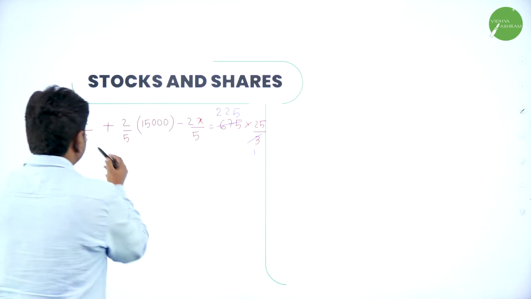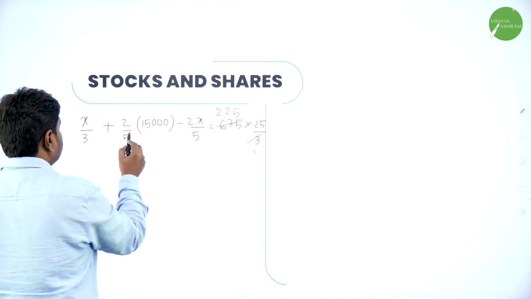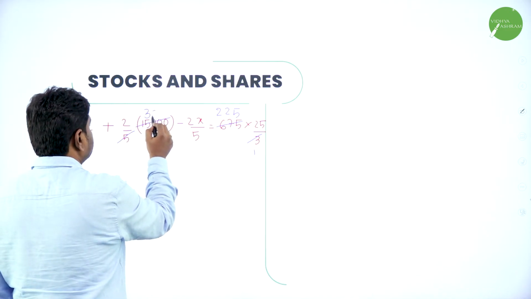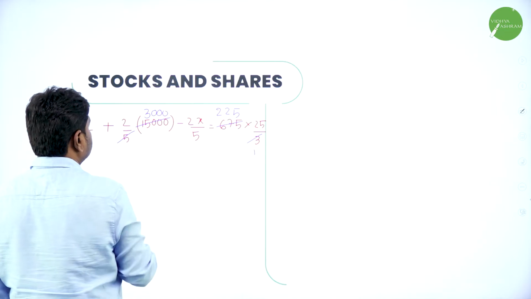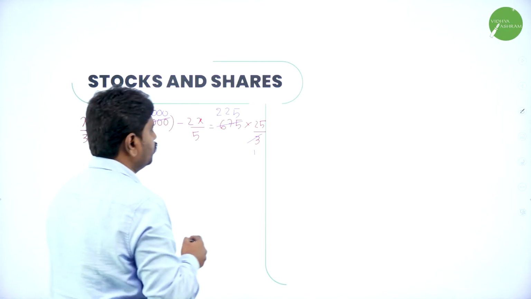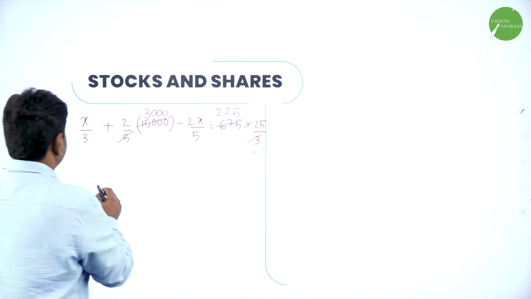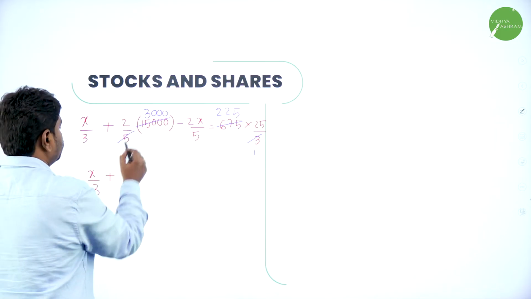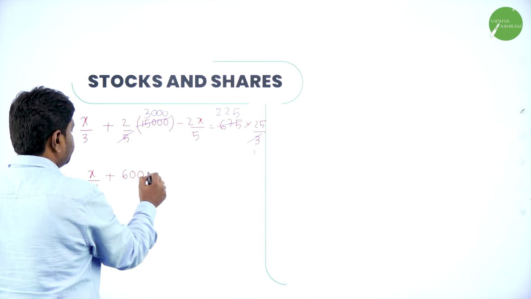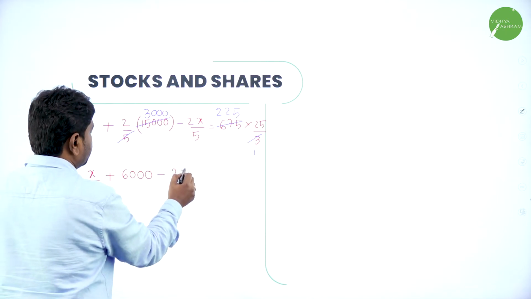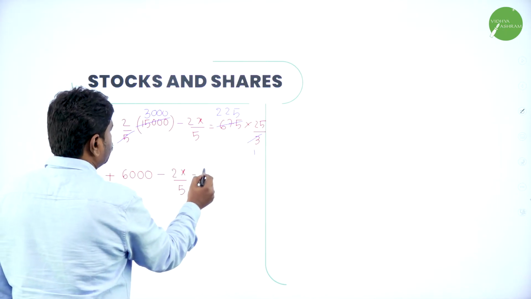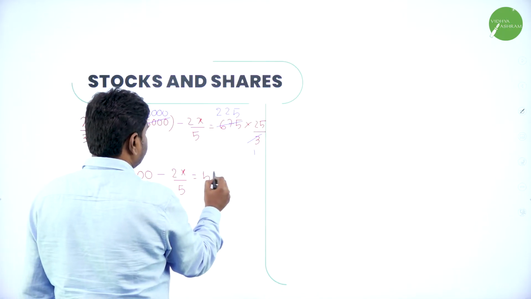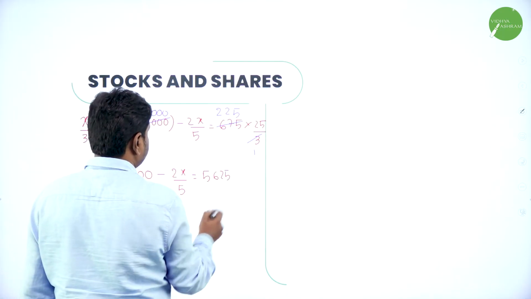Coming to this, the LHS also will simplify. 5 1s are 5, 5 3s are 15,000, and we are left out with 2. We'll simplify that. Now x by 3 plus 2 into 3000 is 6000 minus 2x by 5 is equal to 225 into 25. It will be 5625 if you multiply.